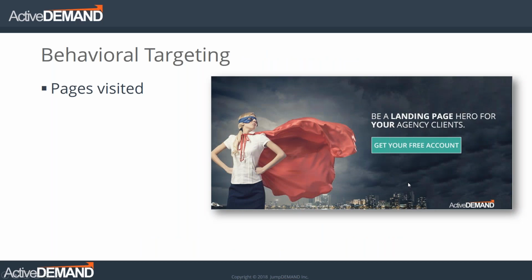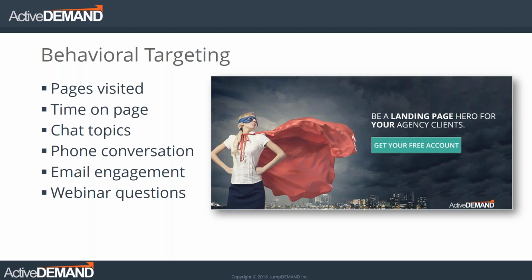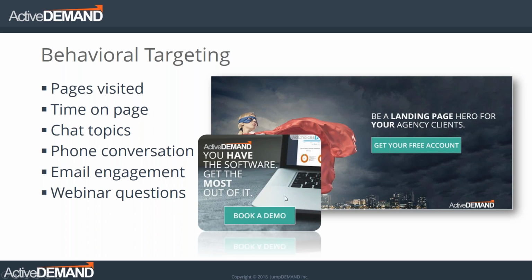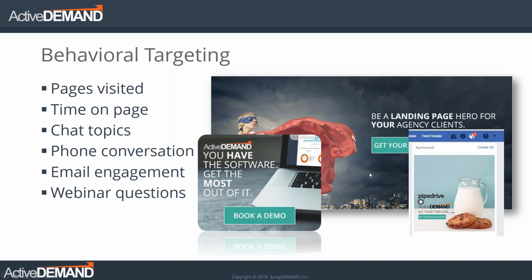When they're engaging with us, we can look at the pages they visit. We look at how much time they spend on the pages, the chat topics, what they talk about, email engagement, their webinar questions. Any of these things that people are doing, ActiveDemand is tracking as data. And we adapt our website and our ads based on the state of the buyer segment and the stage of the buyer journey. And also, if they have explicit interests that they've talked about, either by looking at specific pages on the website or talking to us on the phone, ActiveDemand is tracking the conversations and what they talk about in the chat.